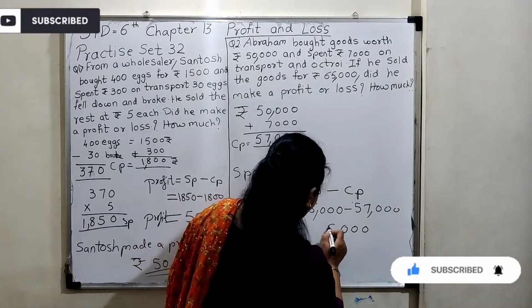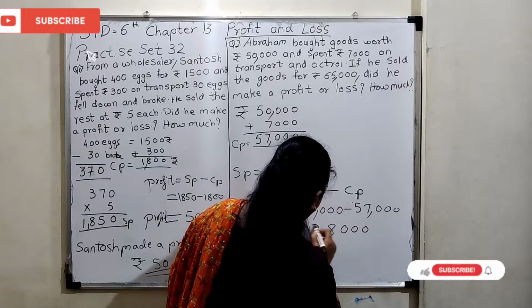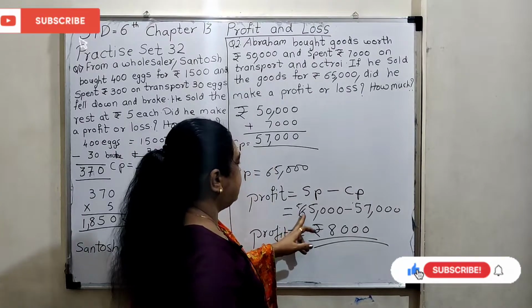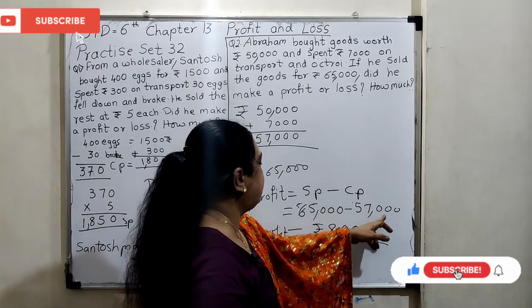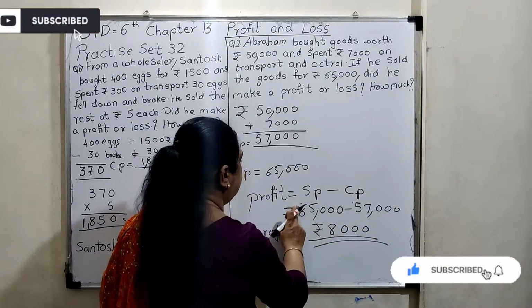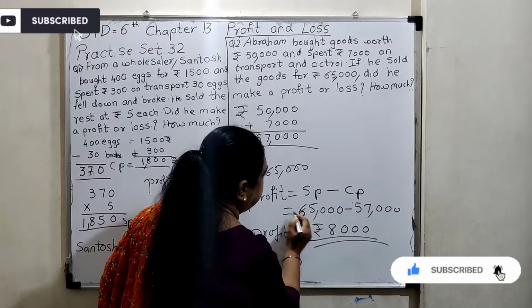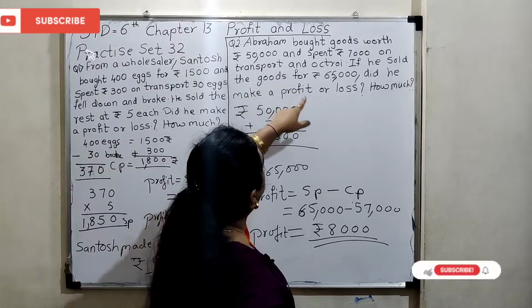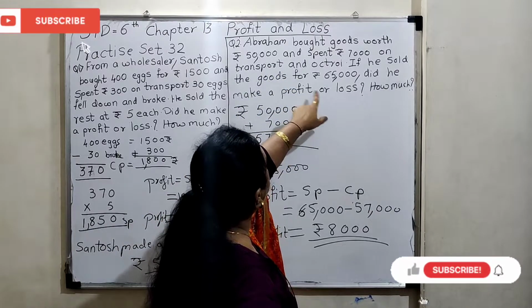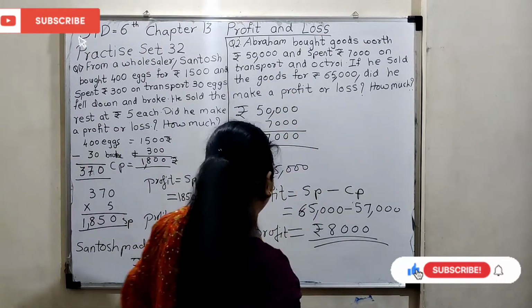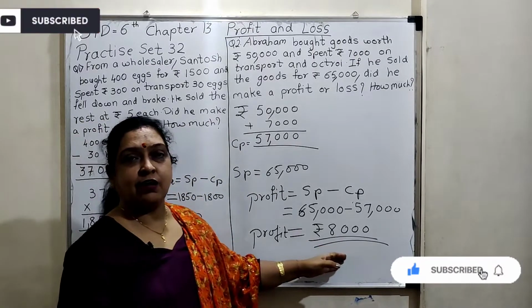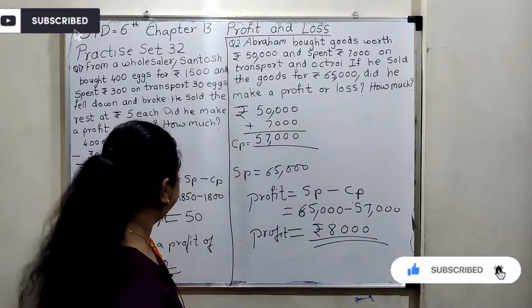$8,000. Just calculate it. 65,000 minus 57,000 is 8,000. So you can write, Ibrahim made a profit of rupees 8,000. They have asked how did he make a profit or a loss, and how much.